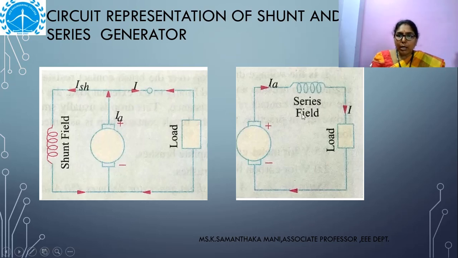Now we'll move on to the series generator. In the series generator, the field winding is connected in series with the load. If you would like to discuss the current relation of this series generator, the armature current is the same as the series field current, which is the same as the load current, because all three are connected in series.